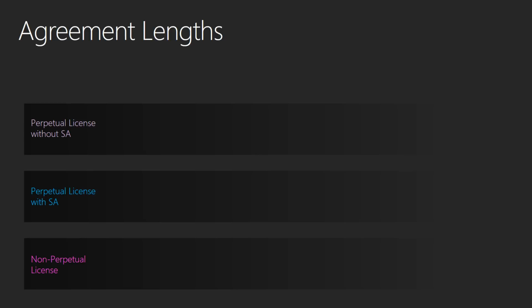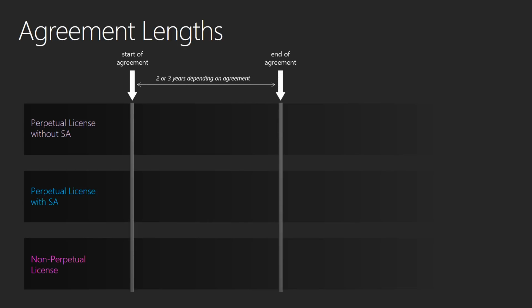So the first one could be licenses bought through an open or a Select Plus agreement without the optional software assurance. The agreement will last for 2 or 3 years depending on the program, and basically all the customer can do during the time of the agreement is simply make additional purchases at the same price level. But what about at the end of the agreement?